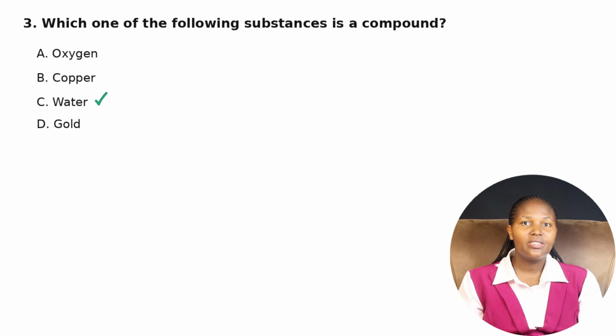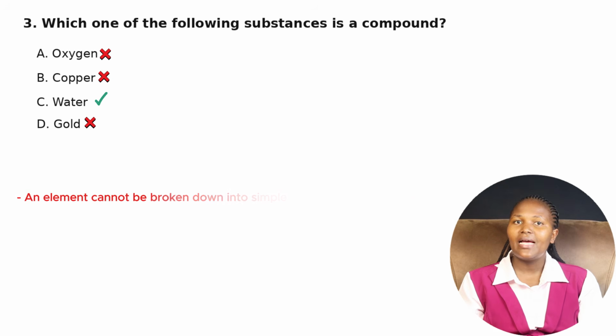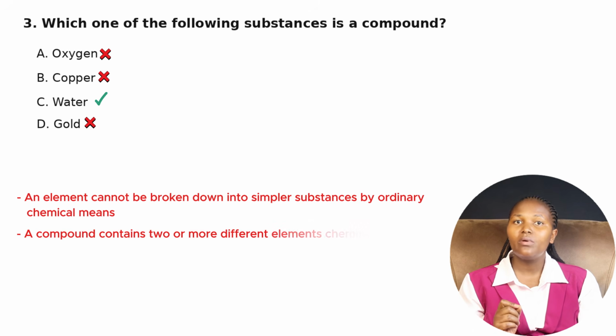Water, because water is a compound because it contains hydrogen and oxygen. They are chemically combined in a fixed relationship. Oxygen, copper, and gold are elements because they contain only one type of atom. This is an important distinction, that an element cannot be broken down into simpler substances by ordinary chemical means, while a compound contains two or more different elements chemically joined.